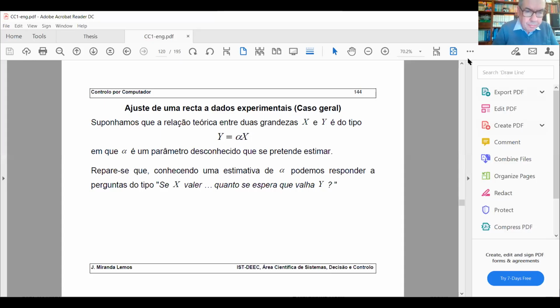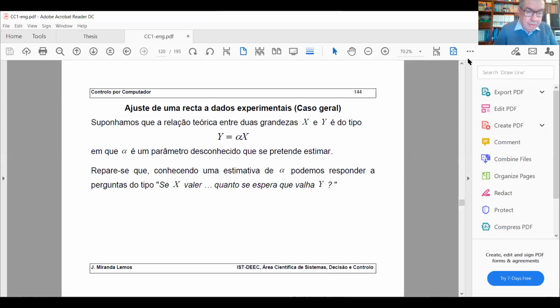So good morning. This is a lecture of computer control on parameter estimation using least squares. And you probably remember that we were considering the problem of introducing the least squares principle for estimation. And we solved a very simple problem, which was to fit a straight line to experimental data.